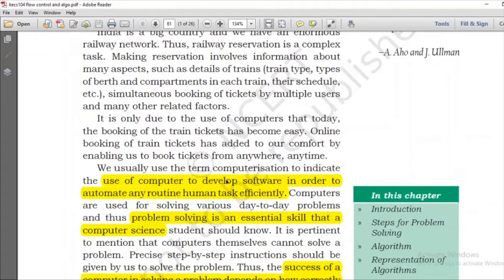We use the term computerization to indicate the use of computers to develop software in order to automate any routine human task efficiently. So how does a computer perform certain tasks? A computer performs a certain task by performing a specific function. And how can a computer perform a specific function? By using software. We have learned that software is a set of instructions designed to do a certain task. So for booking an online ticket, we have specific software for that.